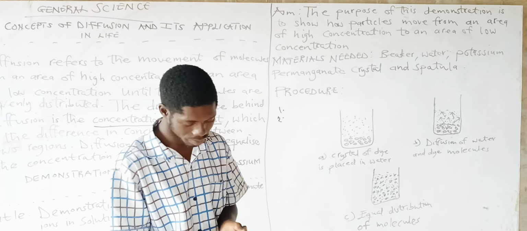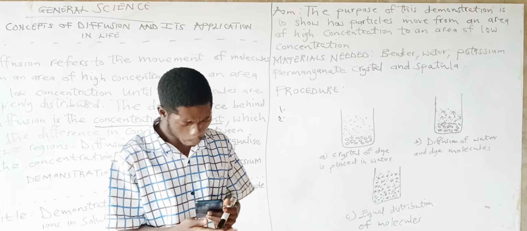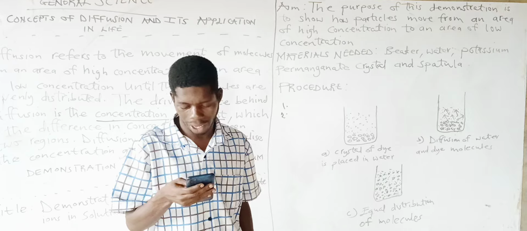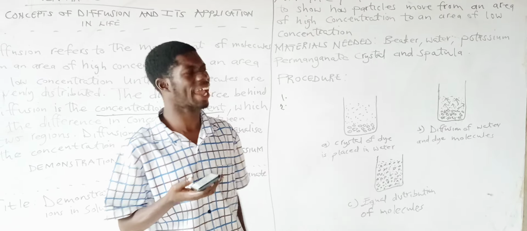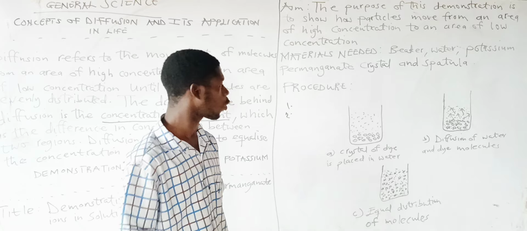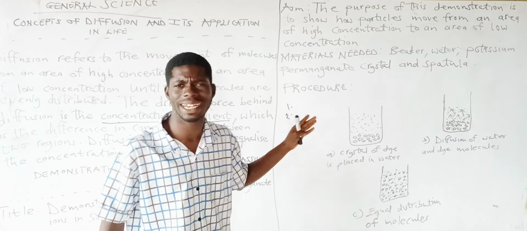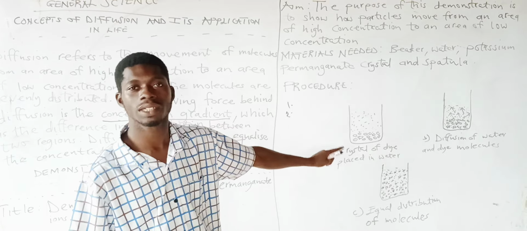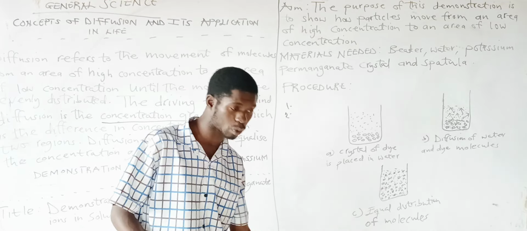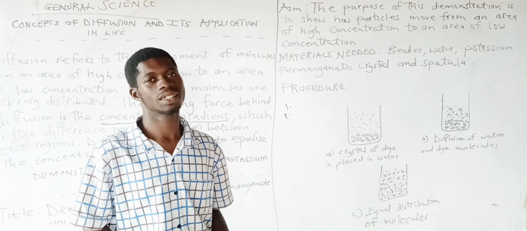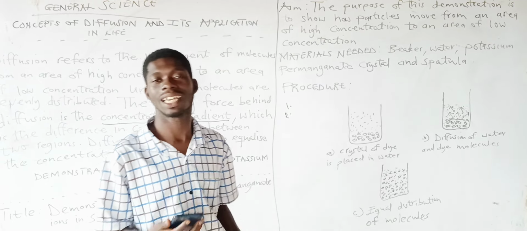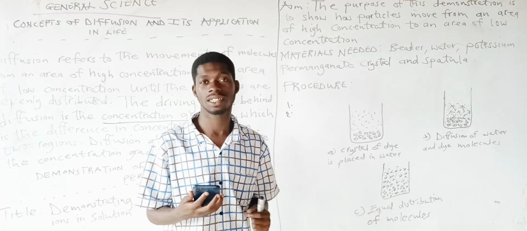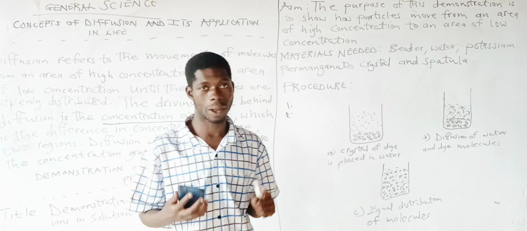The second step says put a piece of potassium permanganate crystal into the bottom of the beaker containing water using a spatula. So you use the spatula to pick the potassium permanganate crystal and put it inside the water, inside the beaker which contains the water.